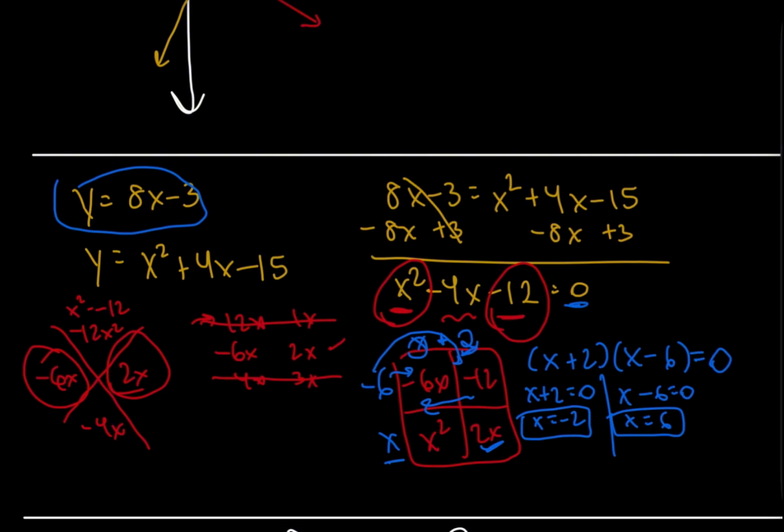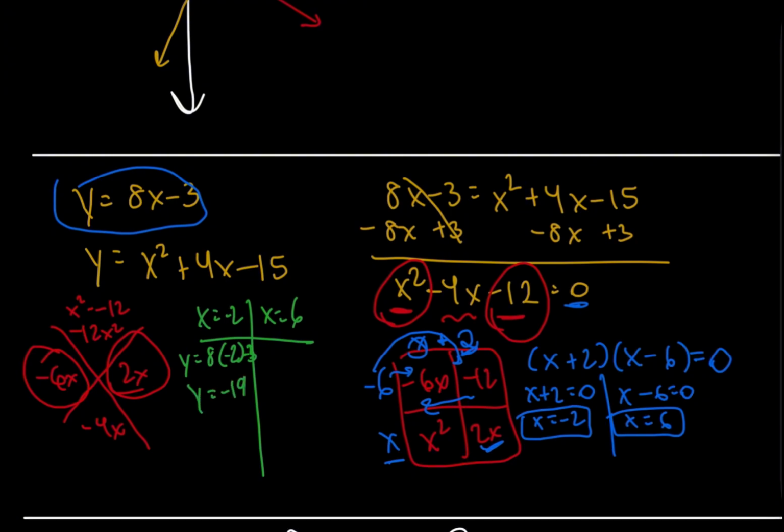So let me just make some space. So I'm going to erase this. So we have our little table. If our x value is -2 and if our x value is 6. So we're going to plug this in. So y equals 8x, in this case is -2, minus 3. So 8 times -2 is -16. And then -16 minus 3 is going to give us -19. So that means that our y value is -19 when our x value is -2. So our coordinate is going to be -2 and -19.